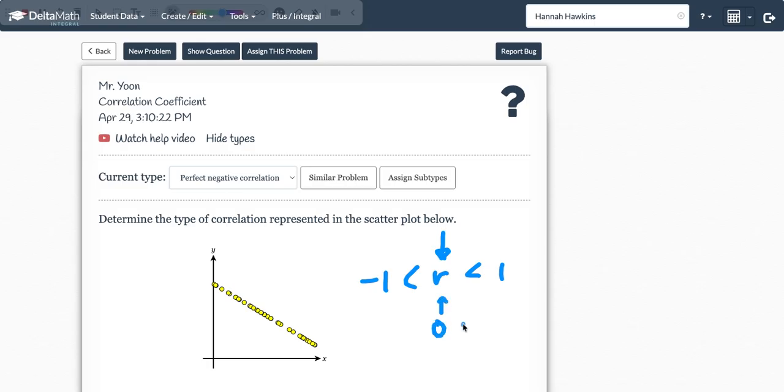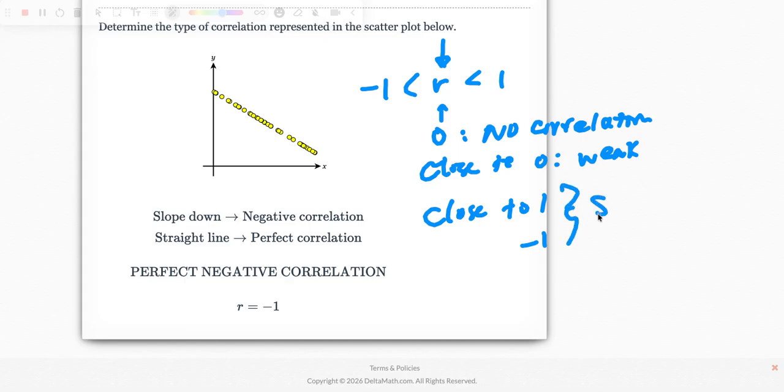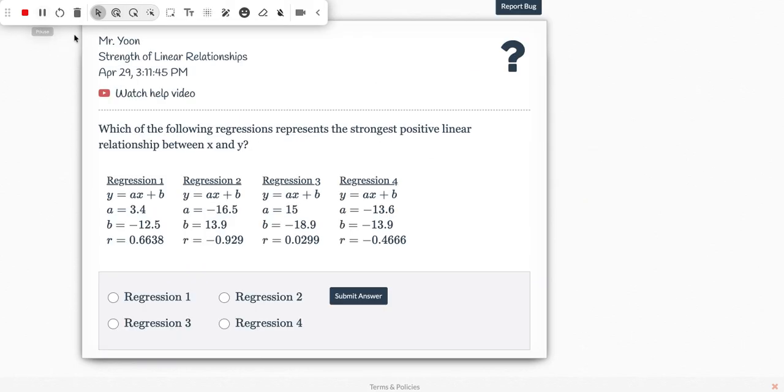When it's at 0, that's like no correlation. Close to 0, weak. But close to 1 or -1, strong. It's about how those XY points cluster together.